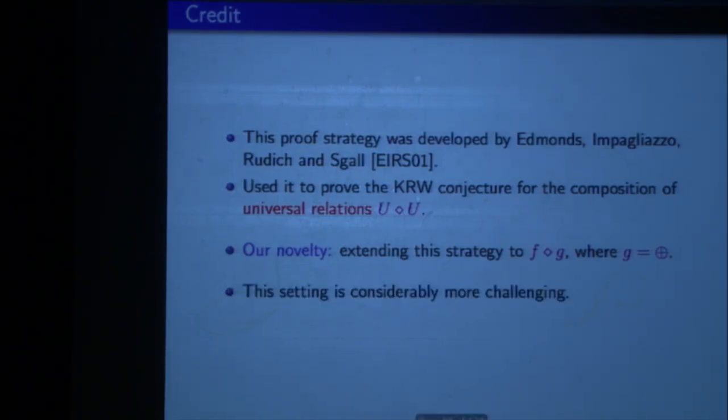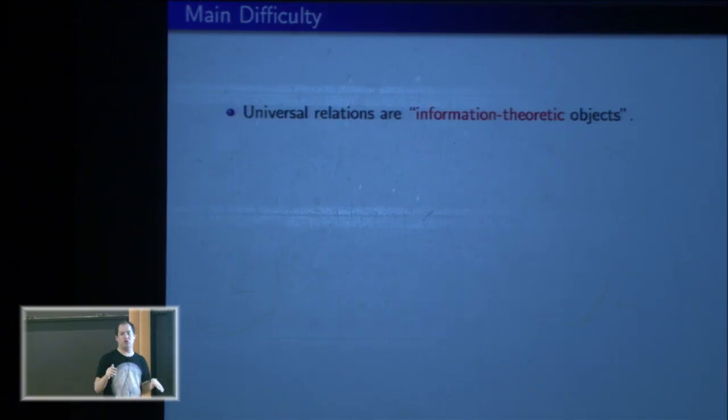However, it turns out to be challenging, even given their work. Why is that? Well, here is some vague intuition for why it's really different. Universal relations, which I didn't define, but you'll have to trust me on this, are information theoretic objects. Universal relations are communication problems that are very similar to the problem of checking equality of two strings. And this is a problem that's really about information theory.